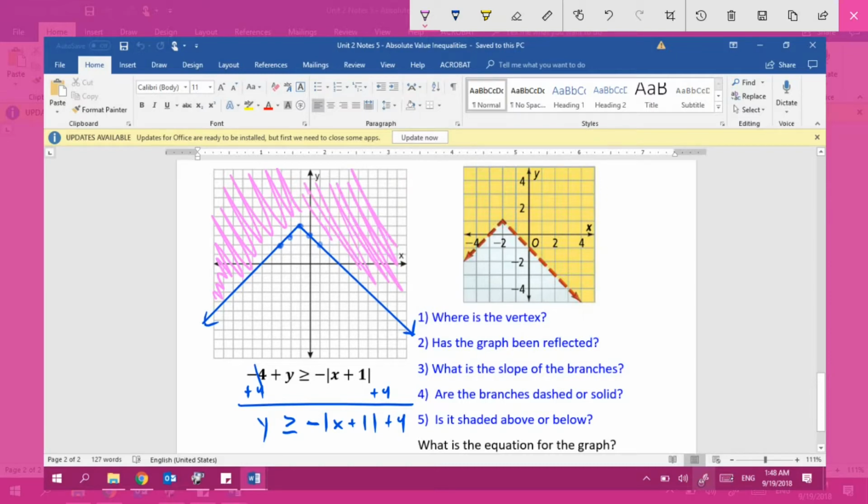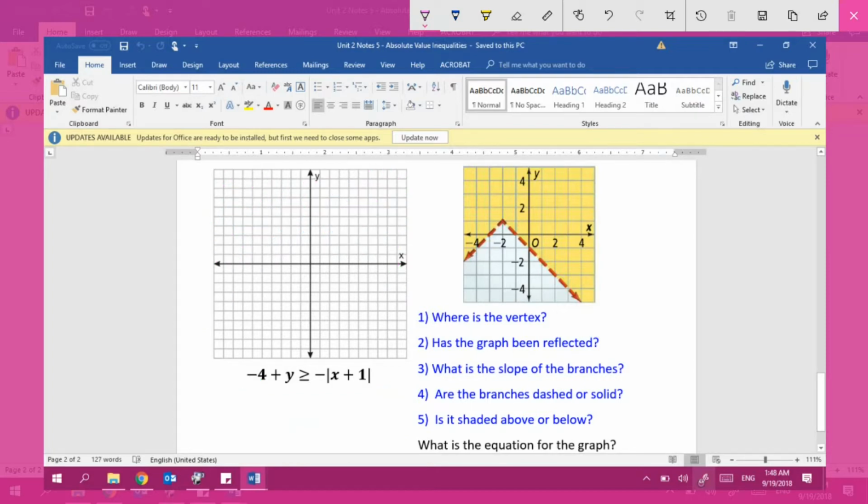That's it. So for the final problem here, it's asking us to recognize a couple of things. So first of all, look at this graph right here. Where is the vertex? The vertex is right here. It's the sharp point. So we need to identify that point. That's going to be at -2, 1. All right. Next one, has the graph been reflected? Yes, it has, because originally the absolute value function is a straight up v, but this one we can see it's an upside down v. So yes, it has been reflected.